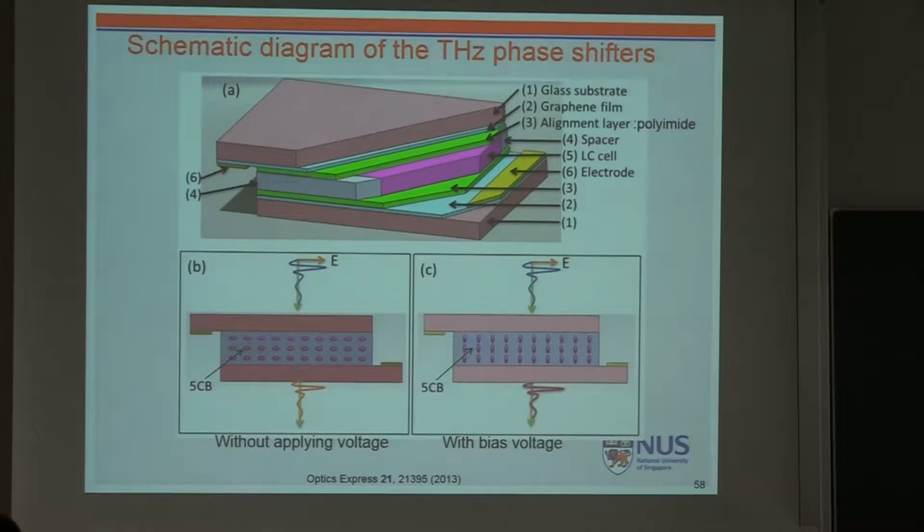So now what we can do is put graphene on top and bottom and then shine terahertz perpendicular to the layer. And in the middle we put LCD, liquid crystal basically, which you use for your monitor. Liquid crystal has the feature that once you apply a voltage, we can align the crystal from one direction to the other, and depending on whether it's aligned or not, the light propagation velocity will slightly change, so we can make a phase shifter.